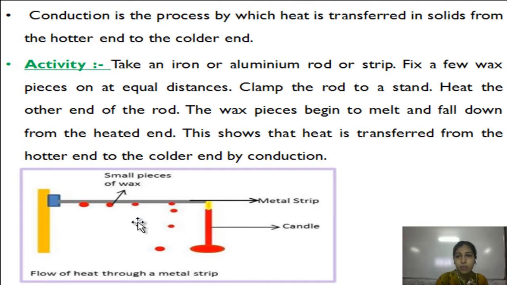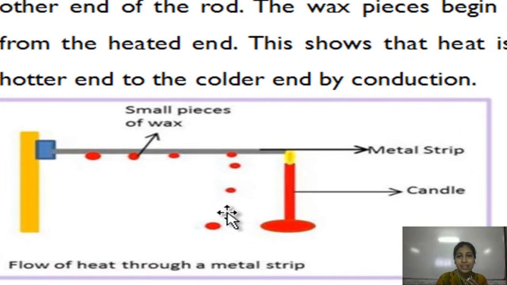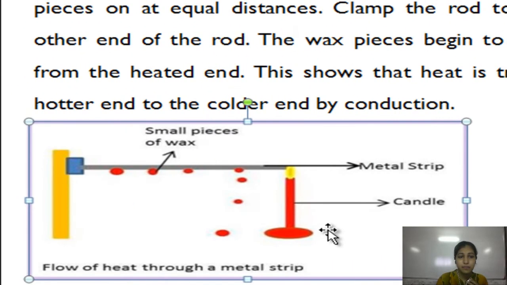We are doing an activity in which conduction occurs. You have to take an iron or aluminium rod or strip. Fix a few pieces of wax at equal distance. Clamp the rod to the stand. Heat the other end of the rod. The wax pieces begin to melt and fall down from the heated end. This shows that heat is transferred from the hotter end to the colder end by conduction. It is shown in this figure.